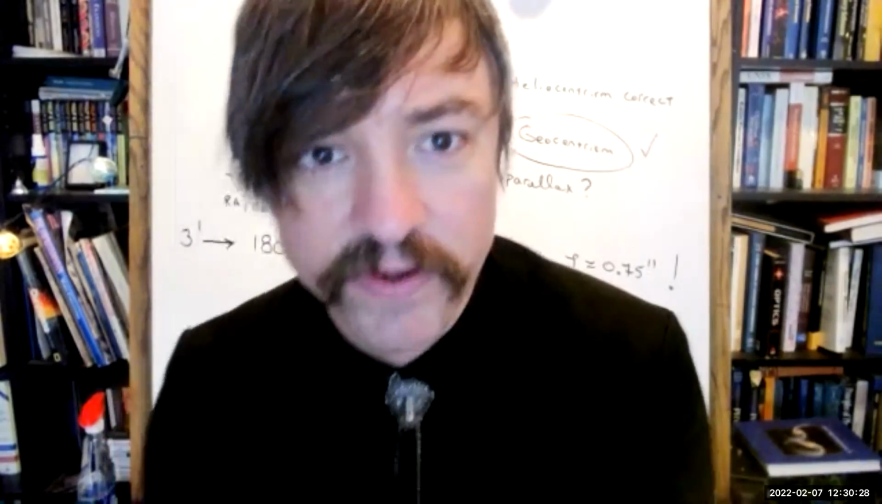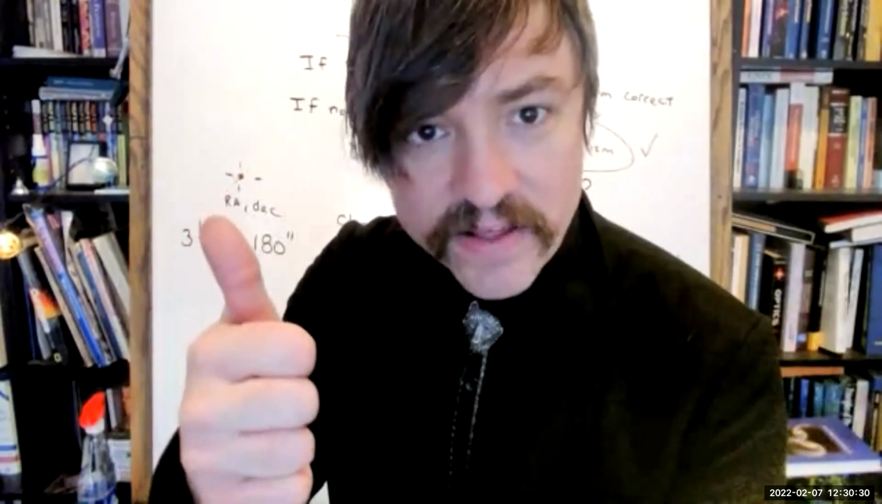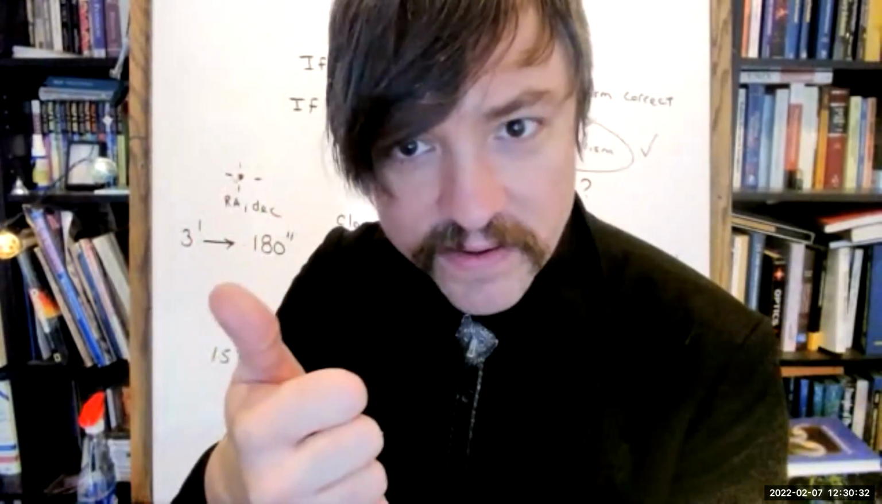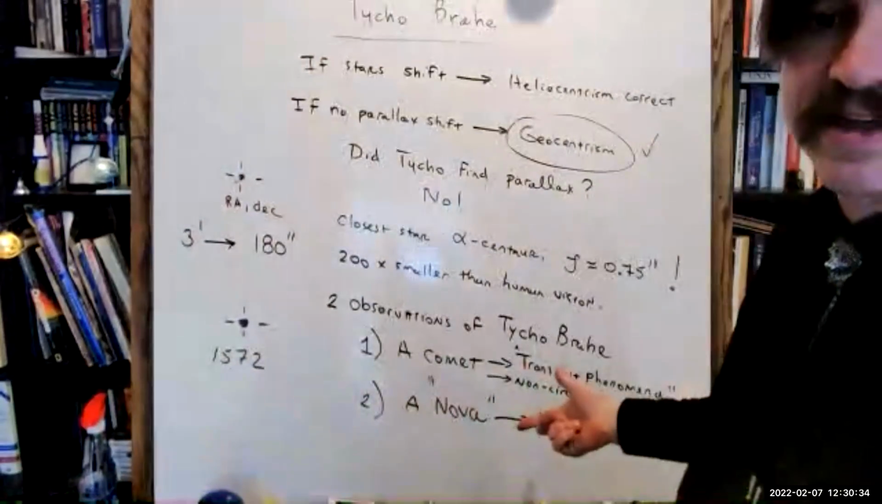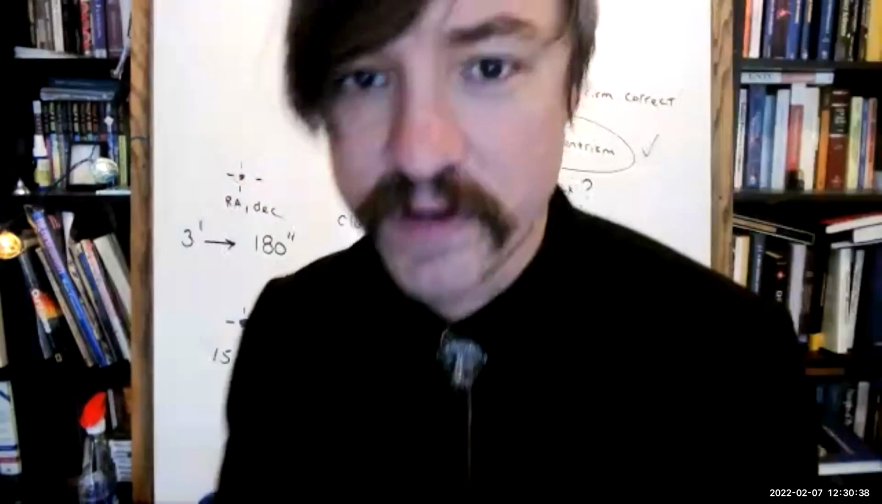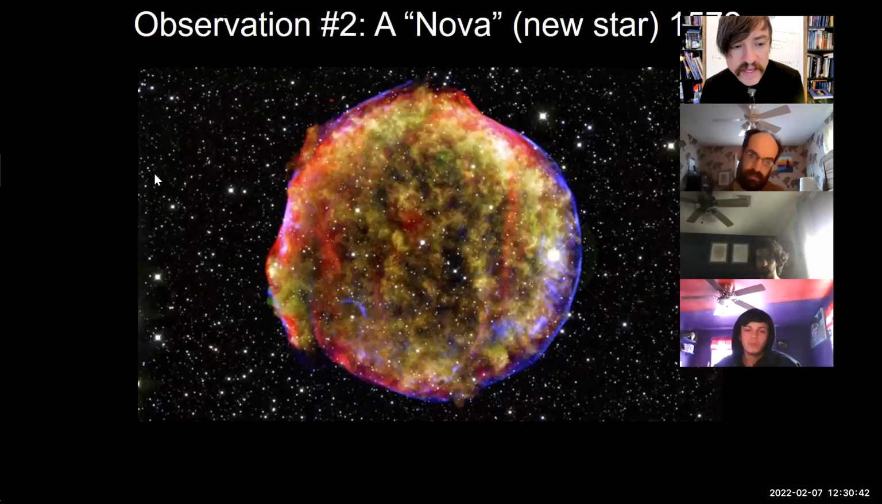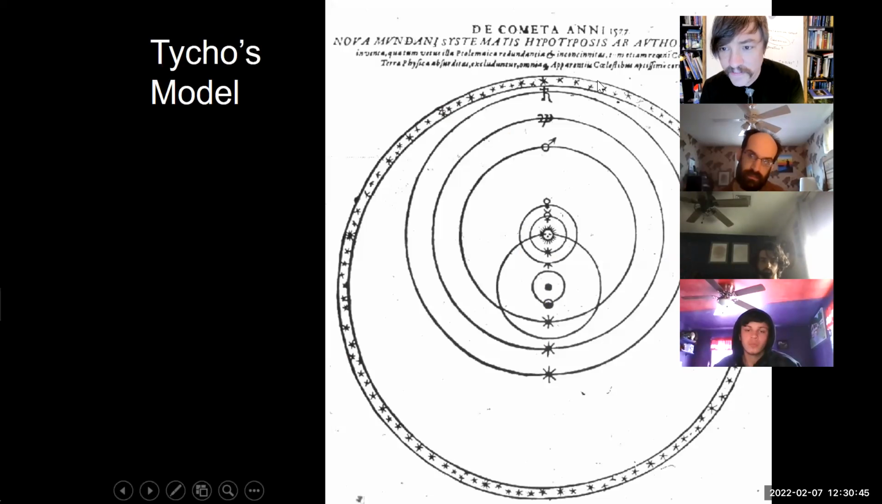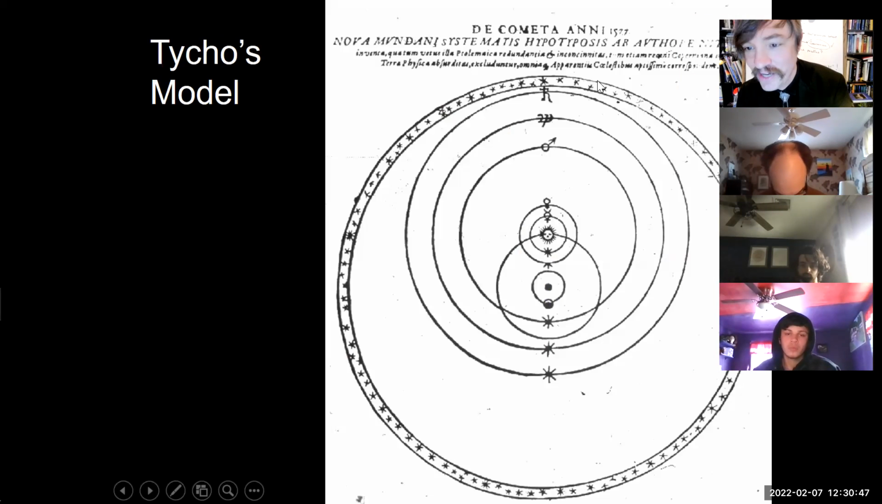So what's Tycho to do? No parallax, suggesting Earth isn't moving, yet clearly the cosmos is more complicated than any of the Greeks had imagined. What Tycho did was he invented his own model of the solar system that was neither strictly geocentric nor Copernican. And here's a little description of how it would have worked.